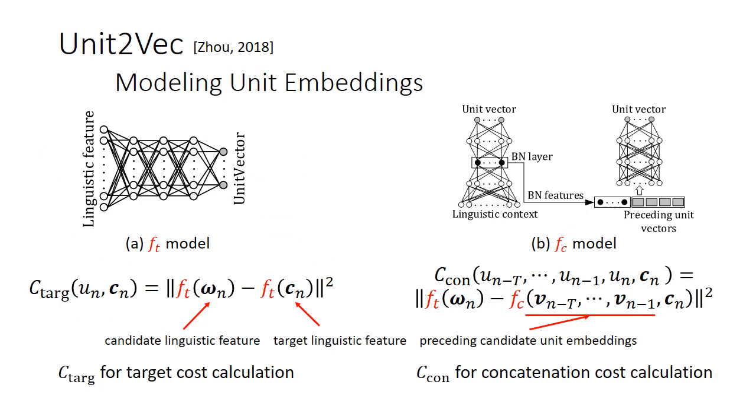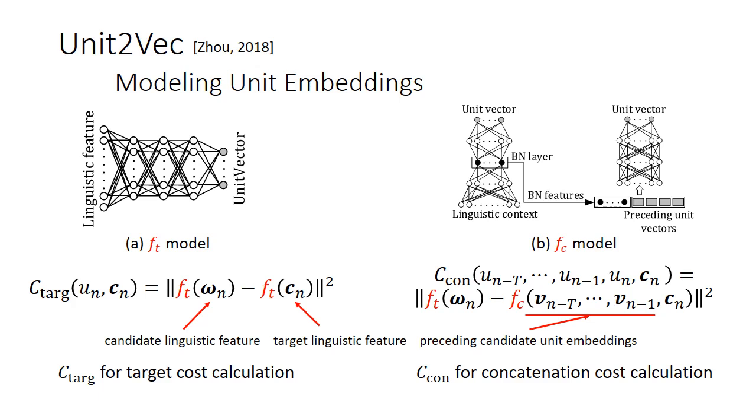FT and FC are the two phone-level DL models modeling cost functions. The FT model simply maps the linguistic features to unit embedding. The C-target function measures the overall acoustic difference between a candidate unit and a target unit, which can be used as a part of a target cost for unit selection.